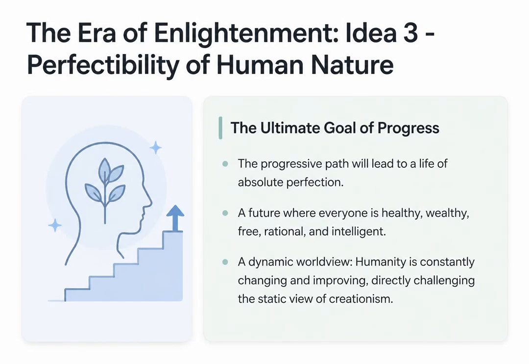Building directly on progress is the third idea: the perfectibility of human nature. Thinkers propose that this scientific trajectory would ultimately lead humanity to a state of absolute perfection, a world where everyone is healthy, wealthy, totally free, and rational. Notice how radically this challenges the old religious worldview.